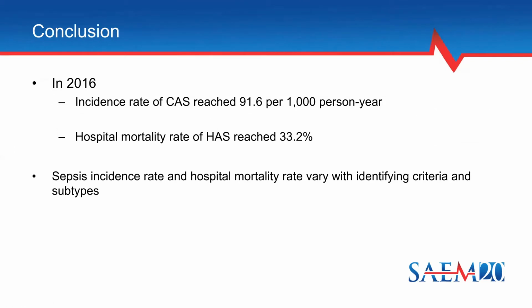In conclusion, in the year 2016, the incident rate of community-acquired sepsis could go as high as 91.6 per 1,000 person-years, while the hospital mortality rate of hospital-acquired sepsis could go as high as 33.2%. We also note that the sepsis incident rate and hospital mortality rate vary with identifying criteria and subtypes. So when we are studying the epidemiology of sepsis, we need to take the identifying definition and the subtype into consideration.